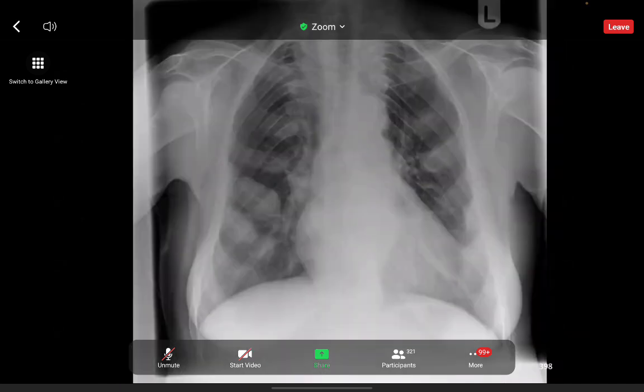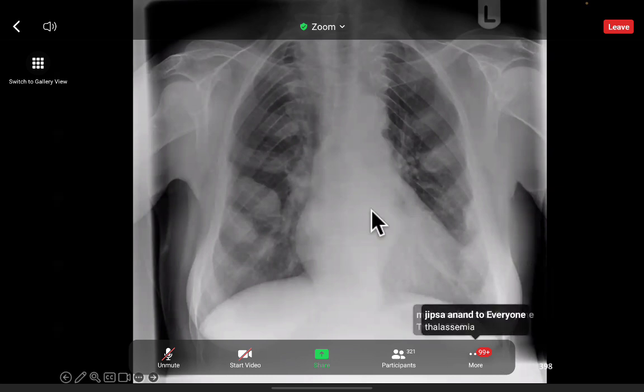Okay, we've got a young female. She's a chronic attender at A&E and also clinic. Can you see the expanded ribs? Yes. Can you see the posterior mediastinal mass lesions? Yes. Expanded clavicle. Let's have a look at the MRI scan.